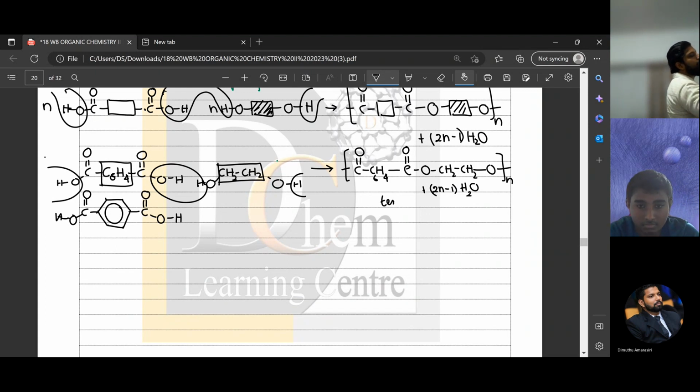So how do you tell the name of the product? The commercial name is terylene. But the actual name is like this. This is called terephthalic acid. We are getting terephthalic acid. Do you have to remember? No, you don't have to.